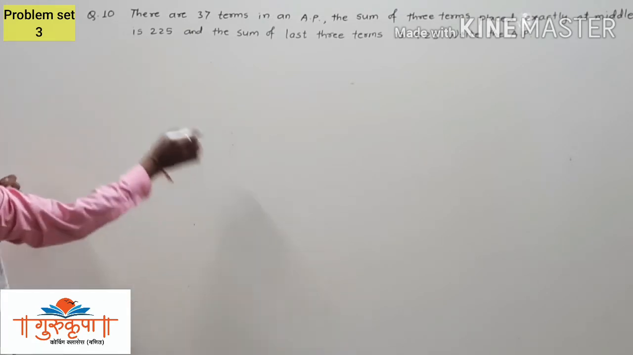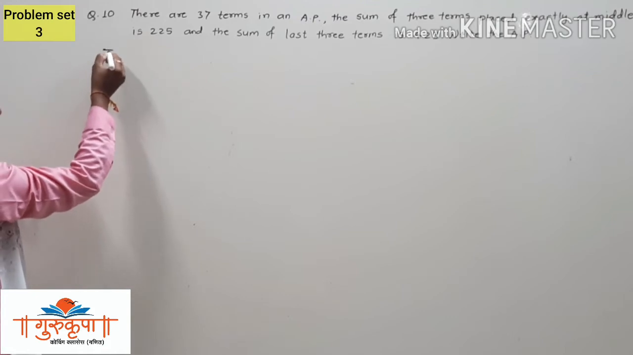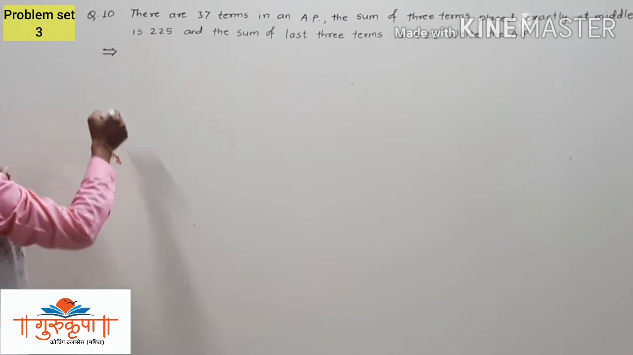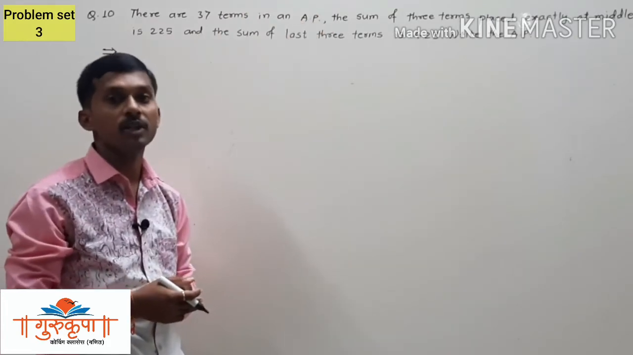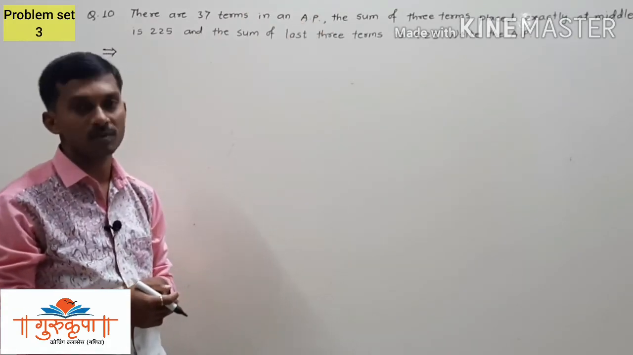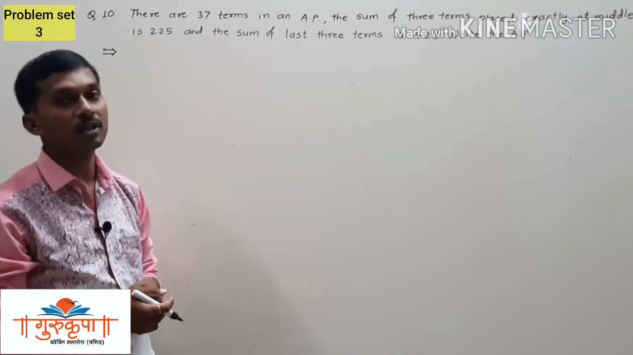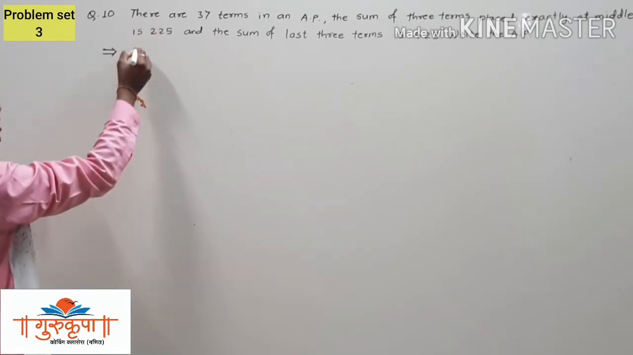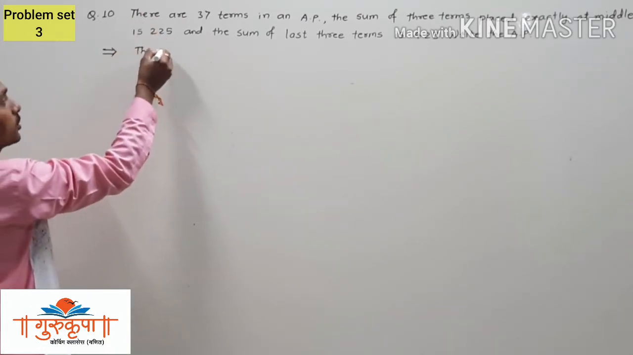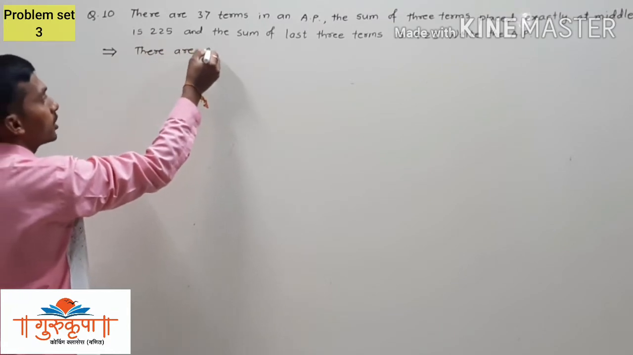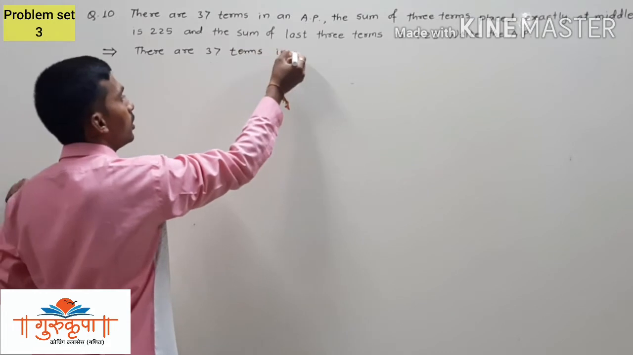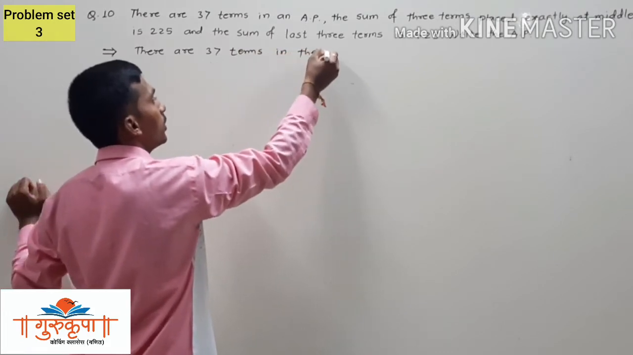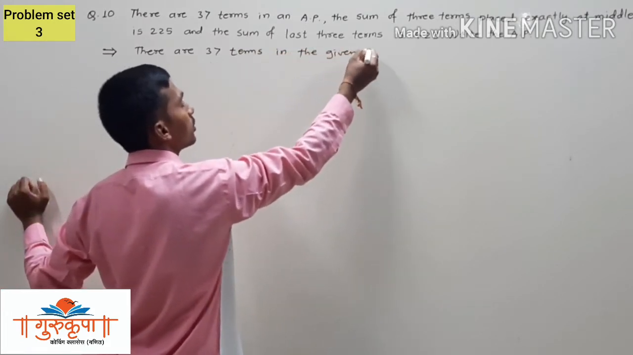So here first we will write the given information. Here the sum of the three middle terms, but we didn't know the middle terms. Which are the three middle terms? So we have to find that middle term. There are 37 terms in the given AP, that is the given information.